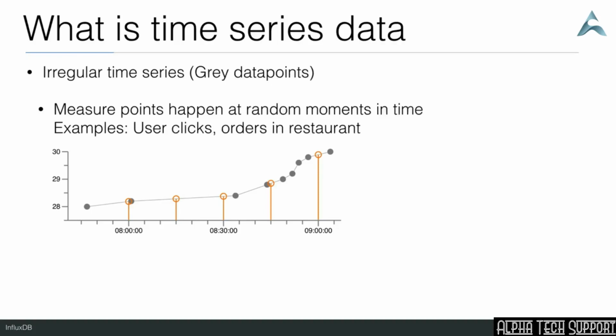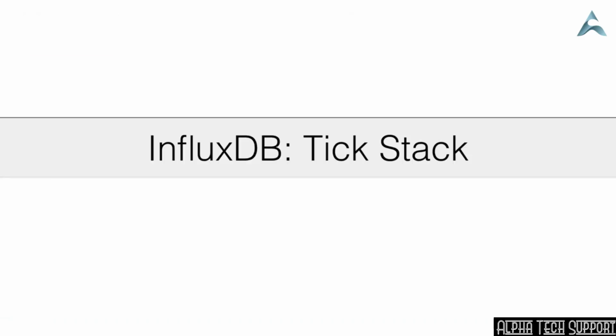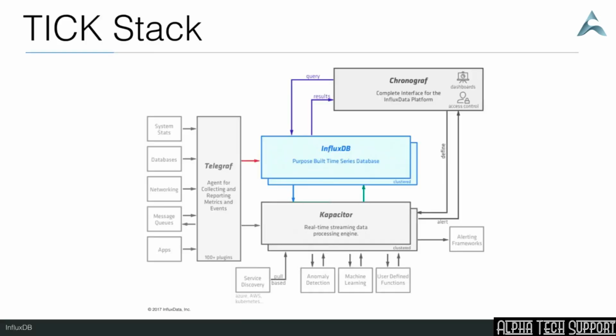Irregular time series are measurement points happening at random moments in time. User clicks, orders in a restaurant, website visitors, and so on. You may have heard about the TICK stack or me mentioning it in a previous lecture. TICK stack is composed of Telegraf, InfluxDB, Chronograf, and Kapacitor.